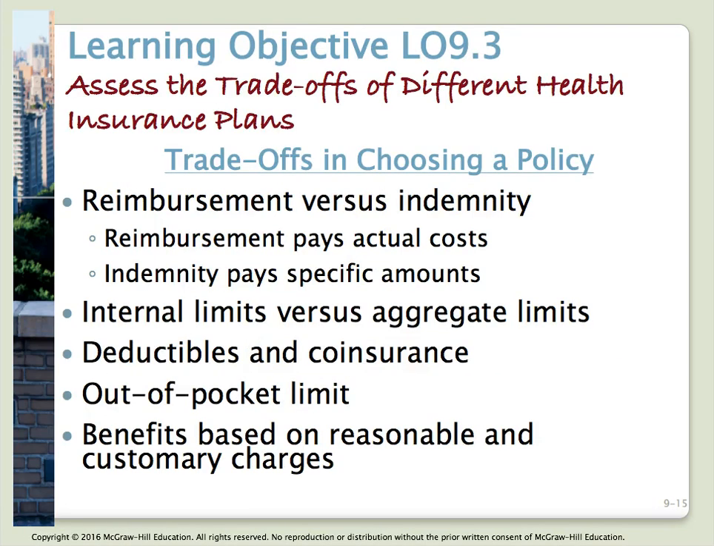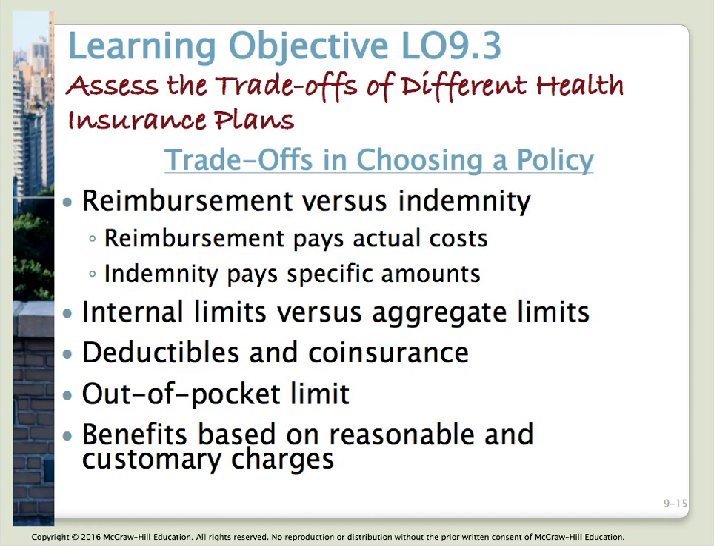Learning objective number 3, assess the trade-off of different health insurance plans. With a health insurance policy, one of the things you want to look at is reimbursement versus indemnity. Reimbursement pays actual costs, where indemnity pays specific amounts, regardless of how much the actual expense may be. So watch for the use of the word indemnity in your policies.